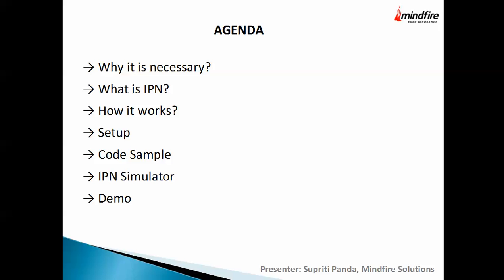If we don't know what it is, we don't know why it is necessary. So those are the things we will first know: why it is necessary, what an IPN is, and how it works. Then we will see some setup things which we need to set up the IPN, and then the code samples. Then we will check how we can test our IPN script using our IPN simulator. At the end we will check some demo, and then we have question and answer. So let's see why it is necessary first.